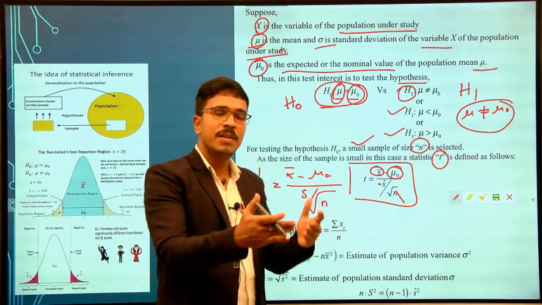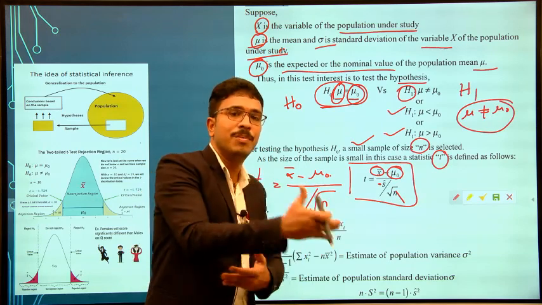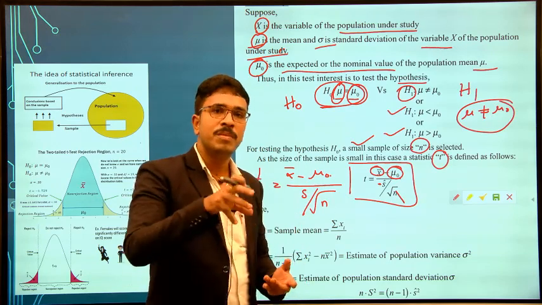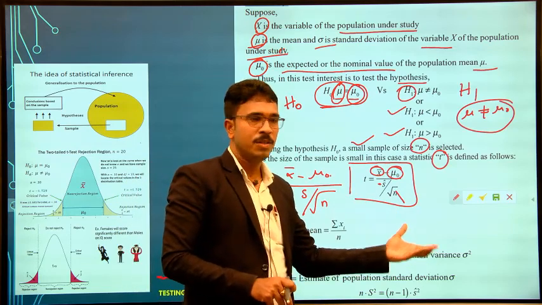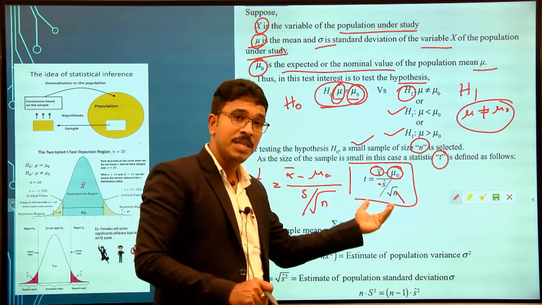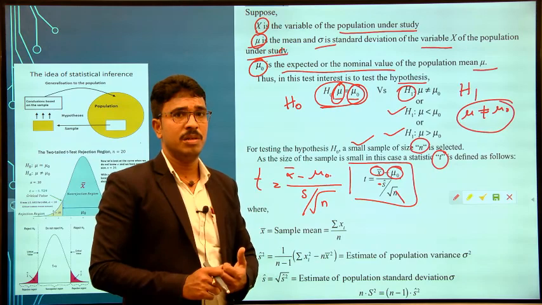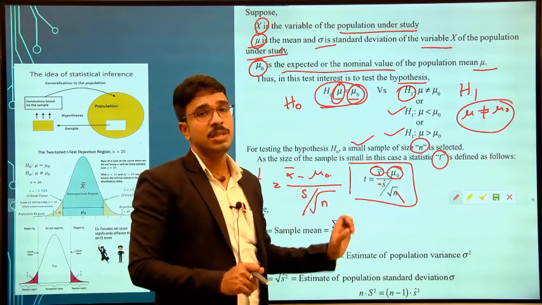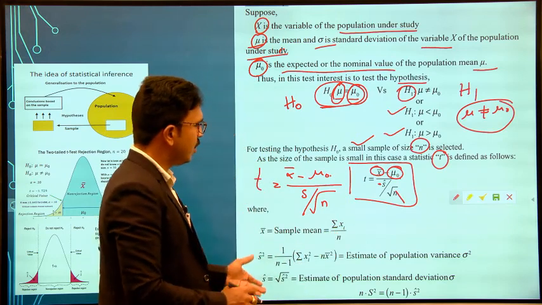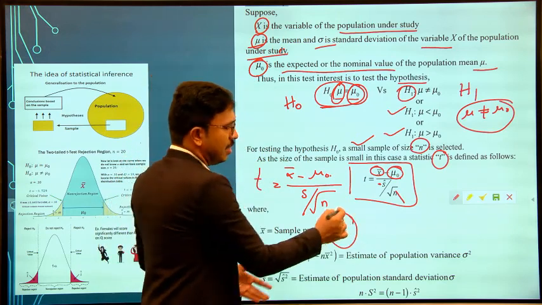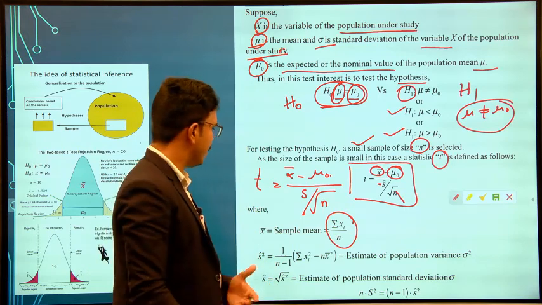So, whatever the evidence which you are having about the population, from that we have to see what sort of information is given. Whether the sample mean is given or not, whether the expected value about the population mean is there or not, and we have to substitute all the values in this formula. Okay. And the sample mean is nothing but the summation of all the data values divided by the total number of samples.